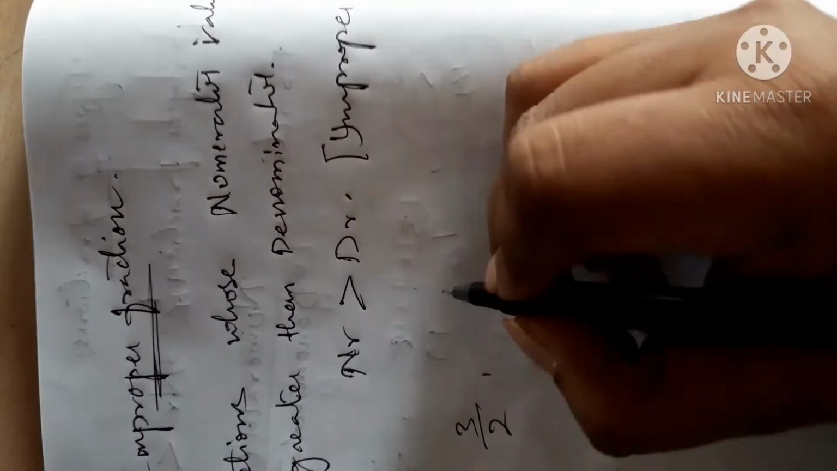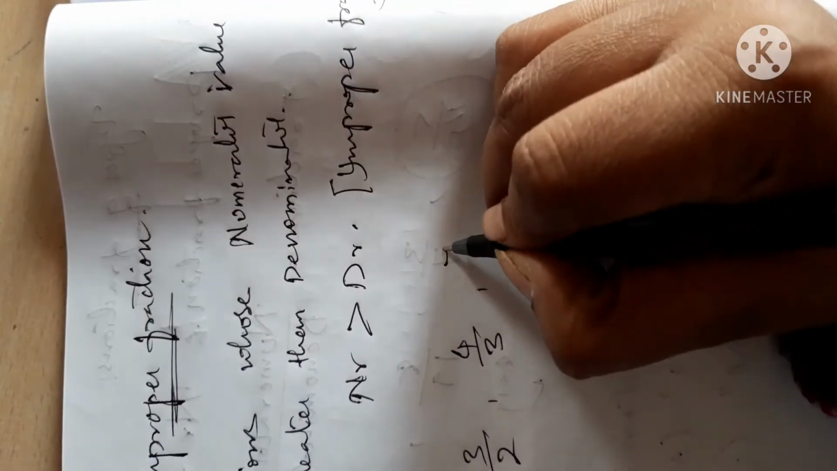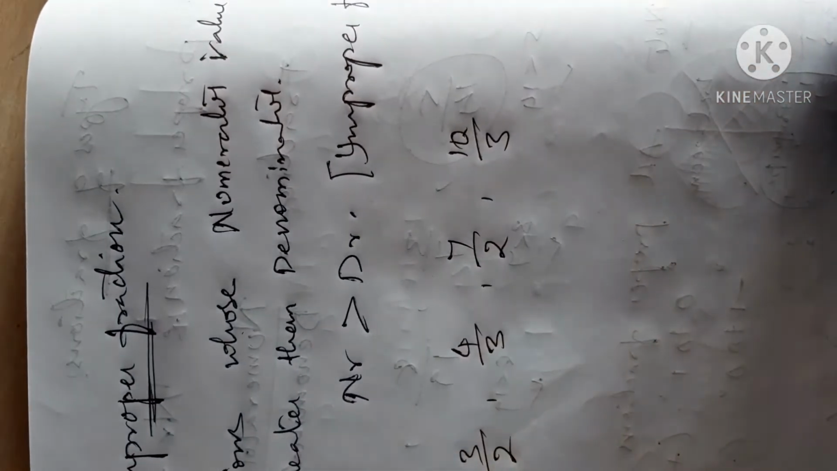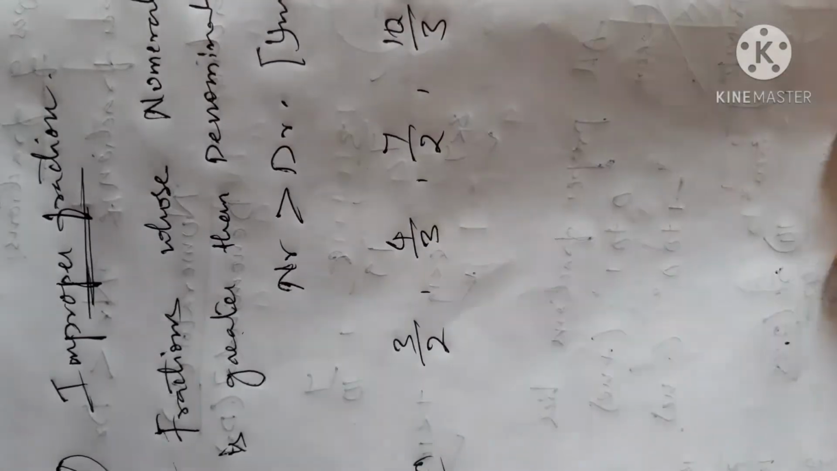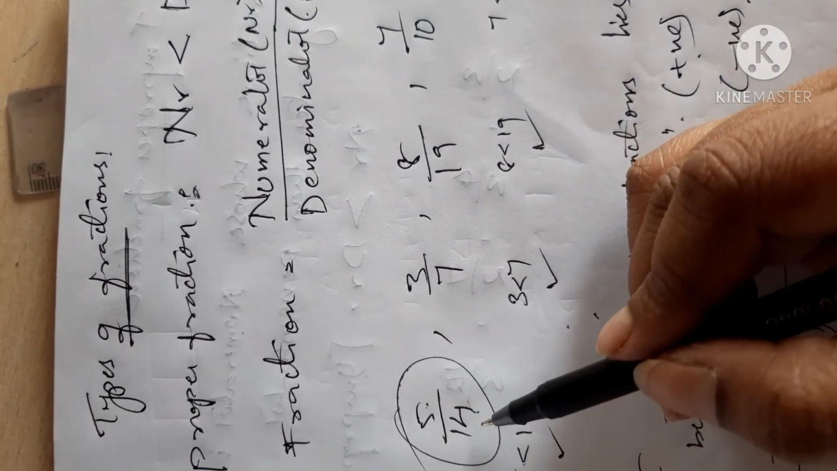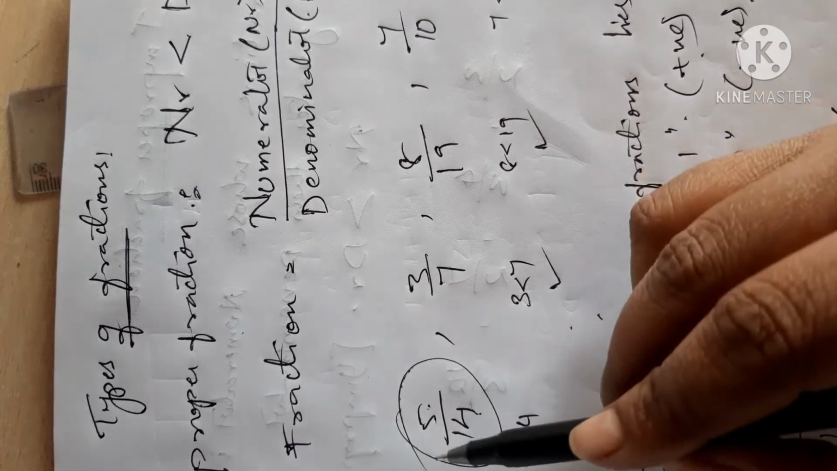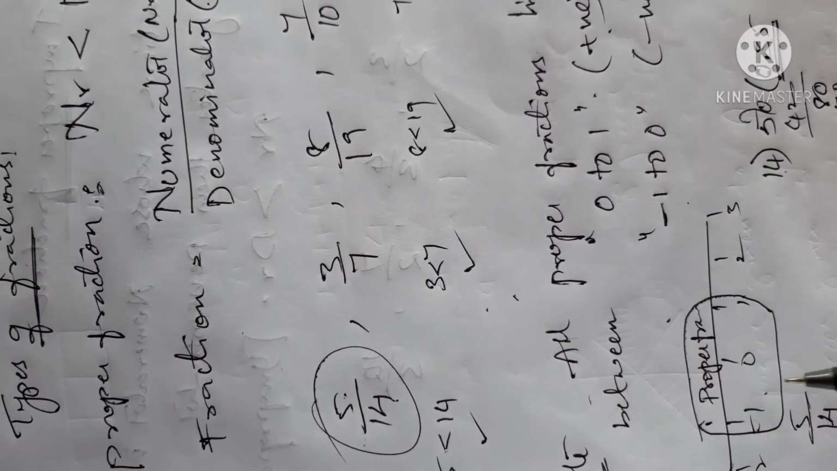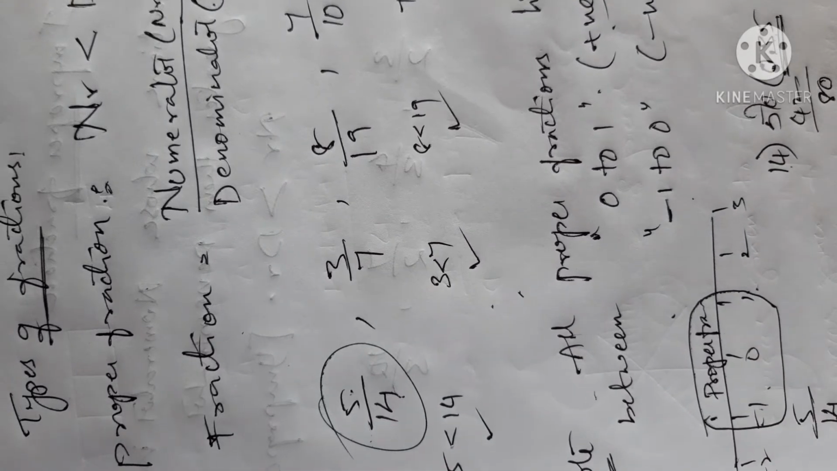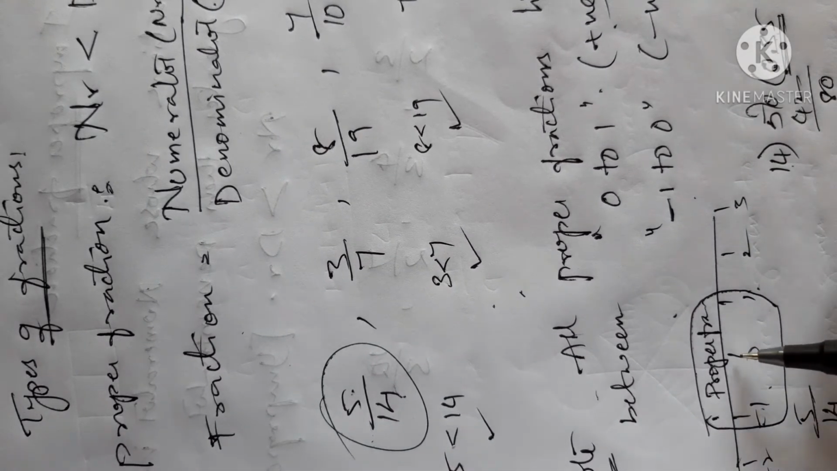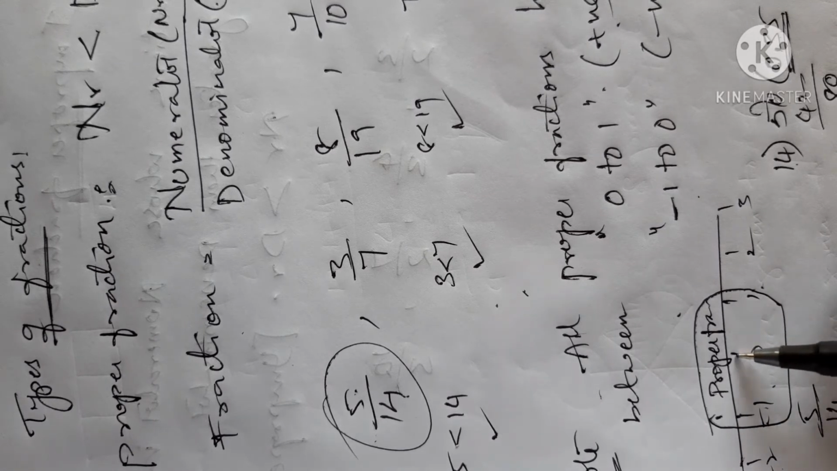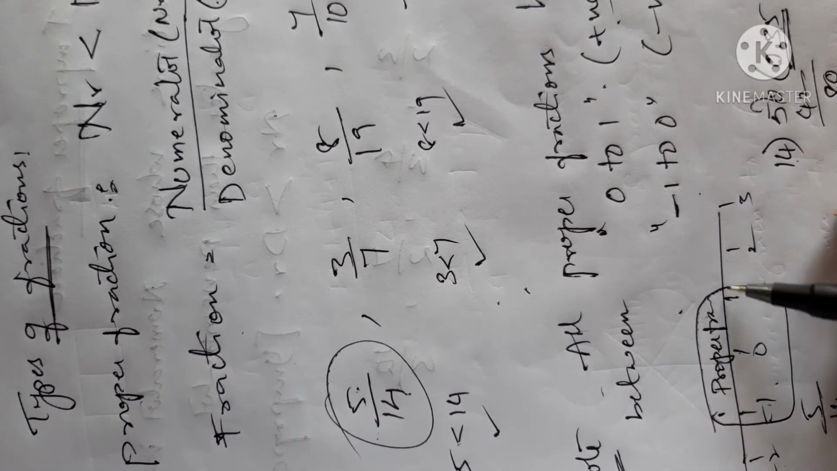So what are the examples? 3 by 2, 4 by 3, 7 by 2, 10 by 3, like this. If you observe the proper fractions example, numerator value is less than the denominator. Because of this, all the proper fractions lie between -1 to +1. If it is a negative proper fraction, then it lies between 0 to -1. If it is a positive one, it lies between 0 to 1. So these are proper fractions.